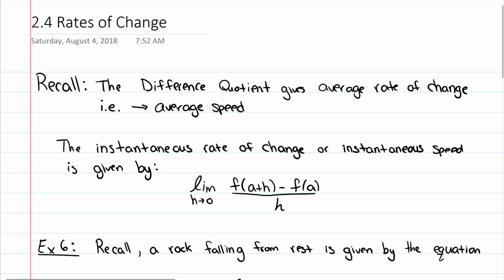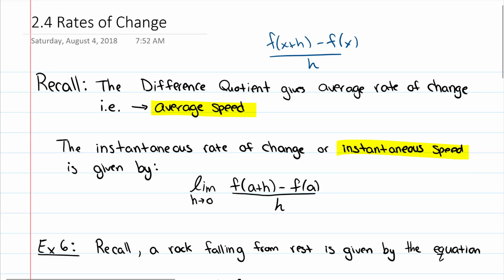So the difference quotient by itself, which is f of x plus h minus f of x all divided by h, gives us average speed. Now the instantaneous rate of change, or the instantaneous speed, is given by the limit as h approaches 0 of the difference quotient. So again, the average speed is given by the difference quotient, and instantaneous speed is when you let h approach 0.